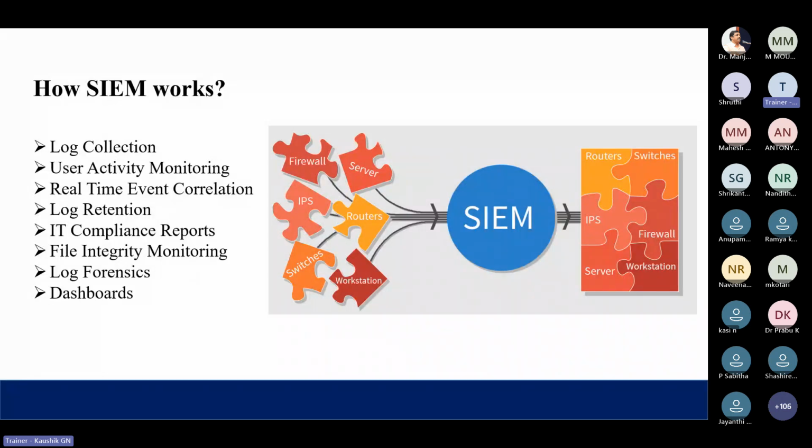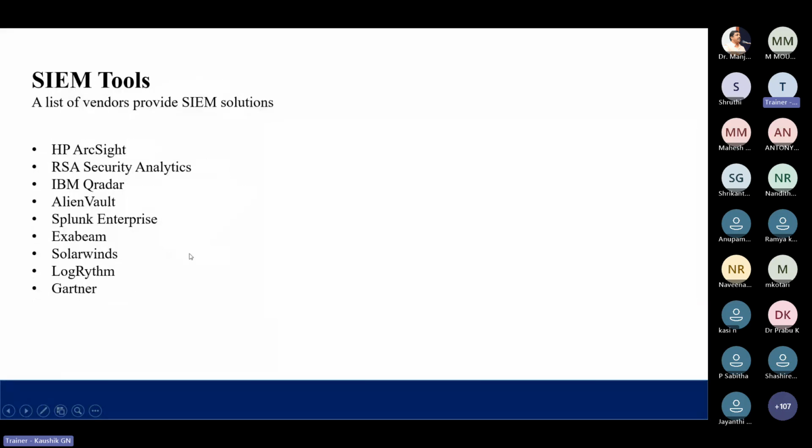It will connect to the server, firewall, IPS, the router, switches, workstation. All things will be connected. Then it will get all the logs from all these devices. Then it will analyze, and the alert will be generated. These are the different tools as I mentioned.